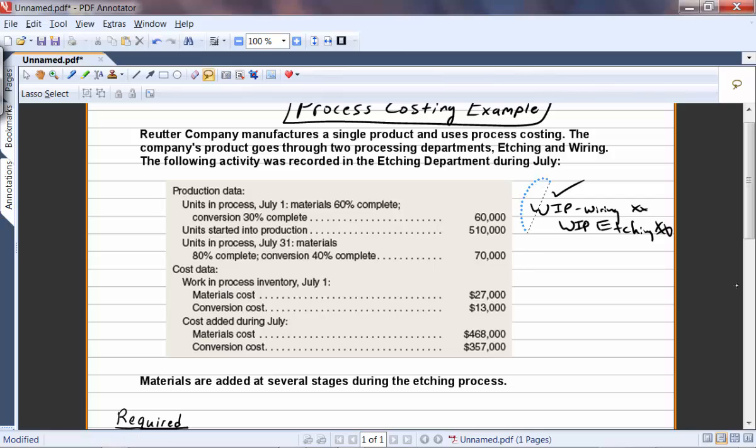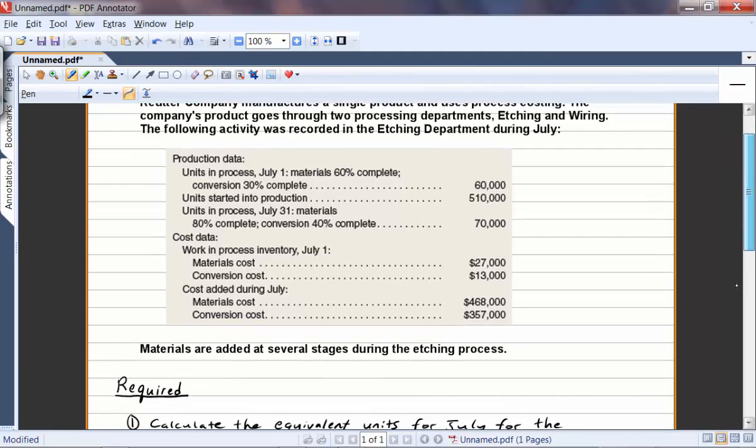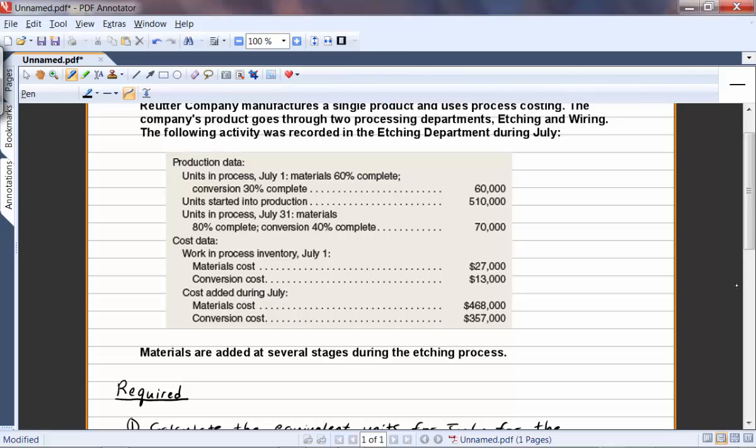So anyway, this company makes one product, they use process costing, and let's see, we have some information here. It says that materials are added at several stages during the etching process. So we have production data up here, and then we have cost data down here. There's 60,000 units in beginning work in process inventory. These units are 60% complete with respect to materials costs, and they are 30% complete with respect to conversion costs.